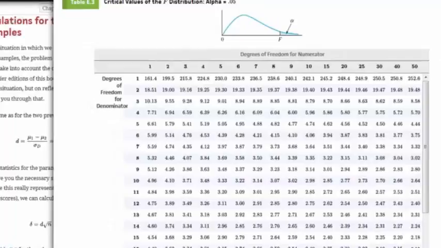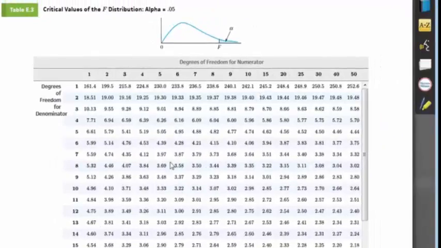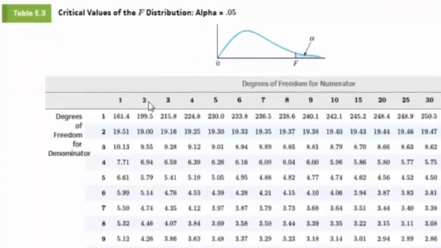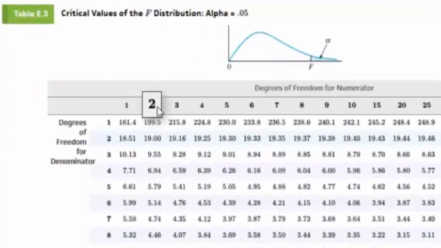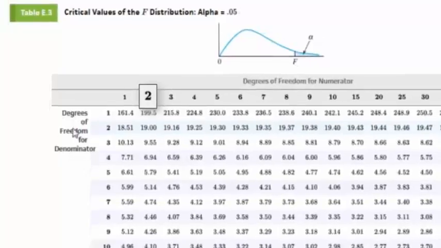And let's look at the F table. The way we do this is, remember we had 2 degrees of freedom for our numerator, which was between groups, and we had 6 degrees of freedom for our denominator. So here's the degrees of freedom for numerator and degrees of freedom for denominator here. So we had 2 and 6. So you go where these two intersect, and we get an F critical value of 5.14.